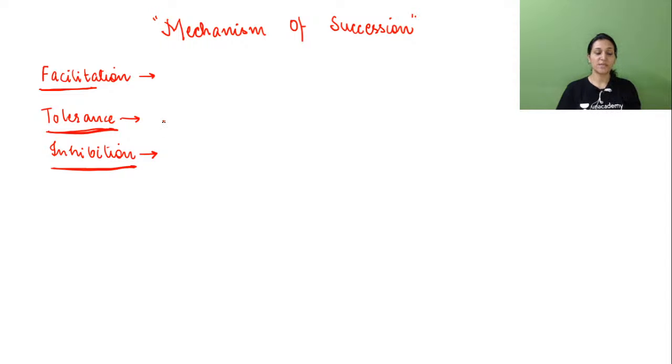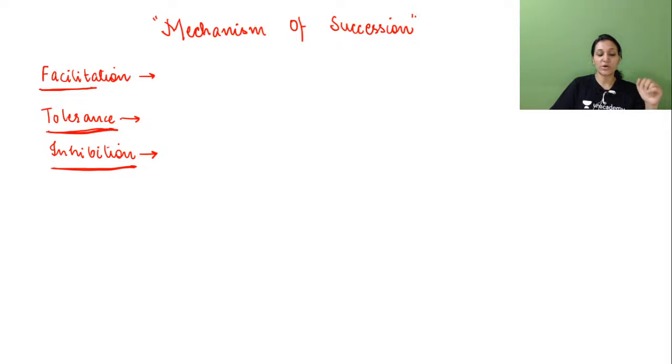So facilitation we have seen. Now tolerance. What we are going to see in tolerance is that the organisms of a given successional stage have less influence on the later successional stage. They are going to tolerate. They are not going to facilitate or promote. They are just going to tolerate. They are not bothering them at all, nor are they having any kind of negative effect, nor any kind of positive effect. They are just tolerating. Right? This is the thing.